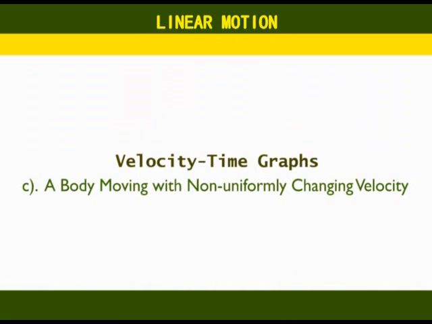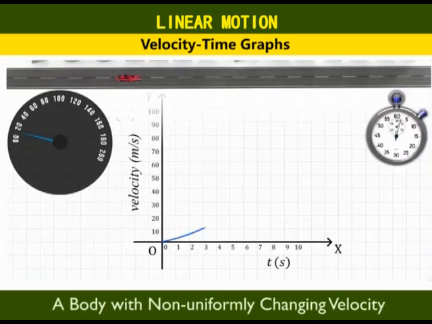Third scenario, a body moving with its velocity changing non-uniformly. This means that for equal intervals of time, the velocity increase or decrease is non-uniform. Like in the speed time graph, we have an upward curving graph for accelerating velocity.